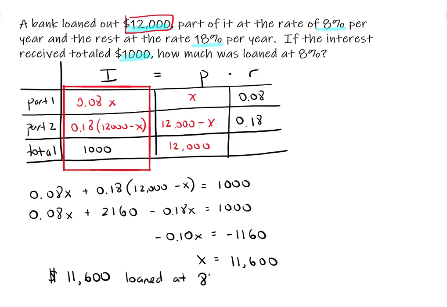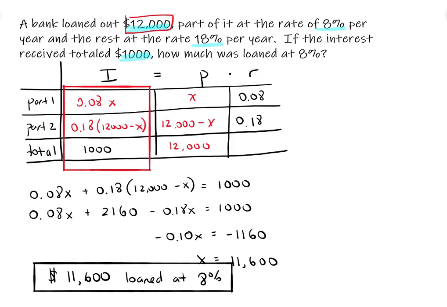at 8%. Make sure that your answer always matches whatever the word problem asks. The question was how much was loaned at 8%, and make sure that this answer here answers that. We have 11,600 loaned at 8%.